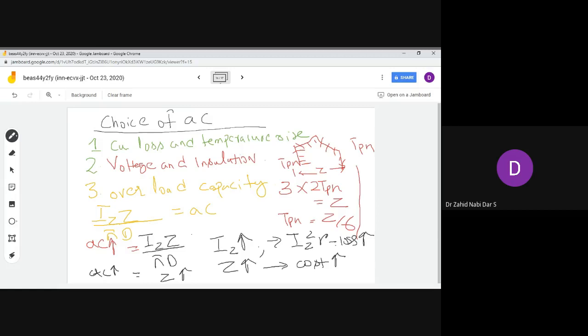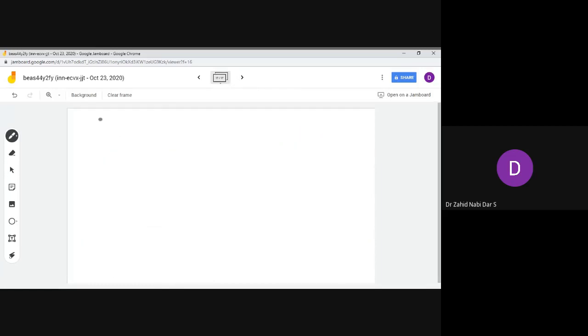Another property which I just talked about was voltage and insulation. So what happens in the voltage and insulation scenario? With voltage, when you increase the ampere conductors, Iz and Z increase obviously, so your MMF will increase. Due to the increase in MMF your flux increases, which again increases the voltage rating.